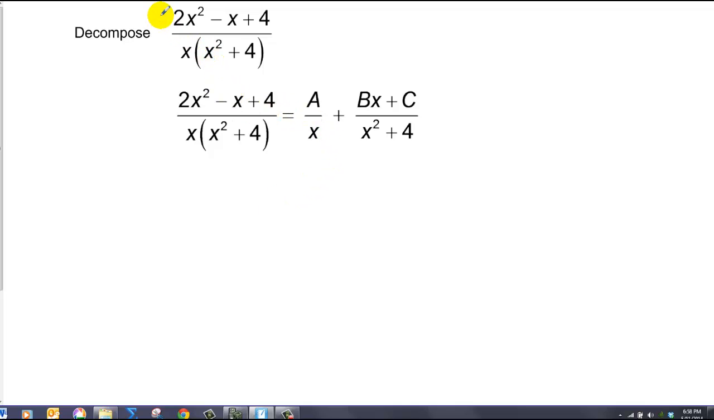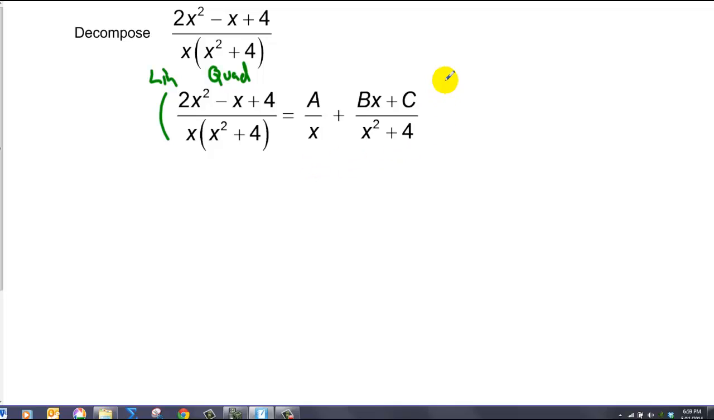We have this situation where we have (2x squared minus x plus 4) over x times (x squared plus 4). Degree on the top is 2, degree on the bottom is 3, proper fraction. I break this apart. I notice this term here is a linear, and this term here is a quad. So when I have a linear as a factor, I have to have a constant over the top of it. When I have a quadratic as a factor, I have to have a linear over the top of it. Since I've already used a as a constant term, I use bx plus c as my representative linear function.